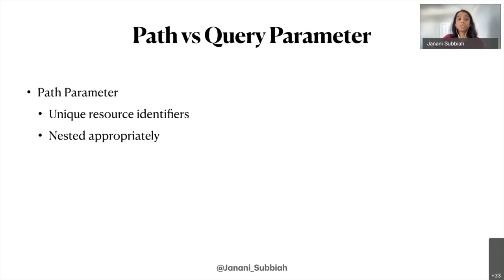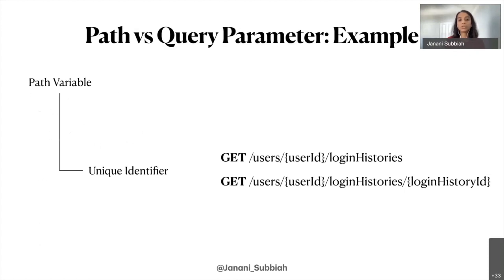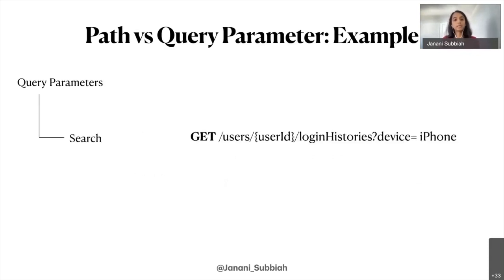As far as query parameters go, they're great for functionalities like searching, sorting, and pagination. So if we were to look at examples in the system that we just built, we have a couple of APIs here where the user ID and the login history ID are examples of path parameters. And if we want to talk about query parameters and say we wanted to make our system more fancy and implement searching, here is an example of an API that we could use for searching through login histories, where we want to search by a device.